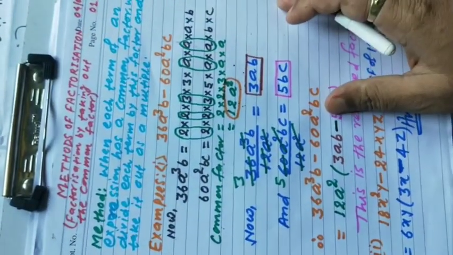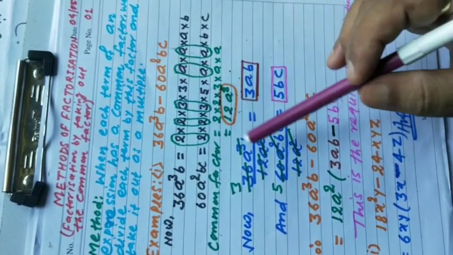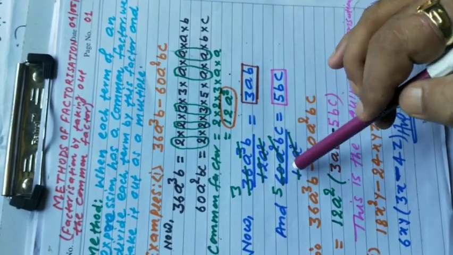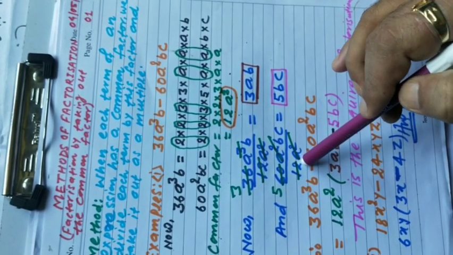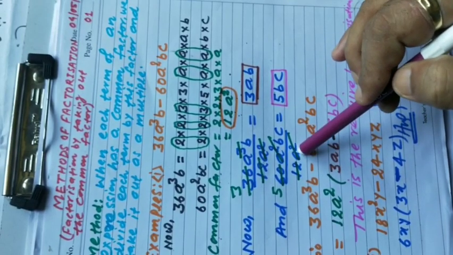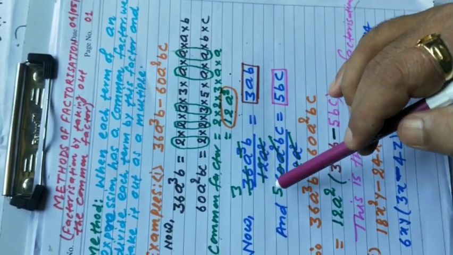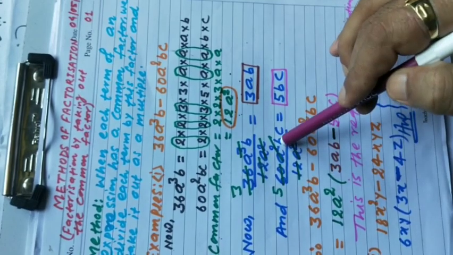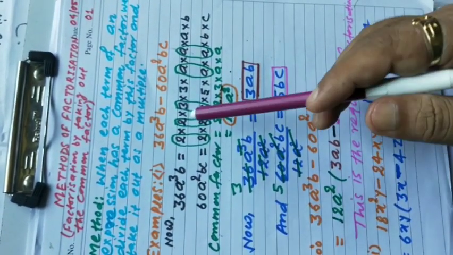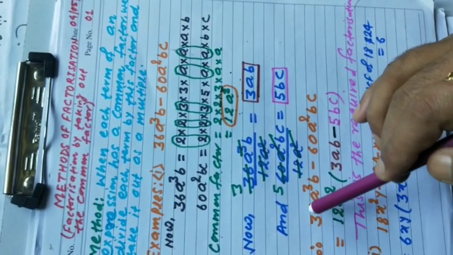Now let us divide the second term 60a square bc by the common factor 12a square. So 60 will be cancelled by this 12 in 5 times, and this a square will be cancelled by this a square. Then the quotient will be 5bc. 5bc is the quotient. Now we have to factorize it.